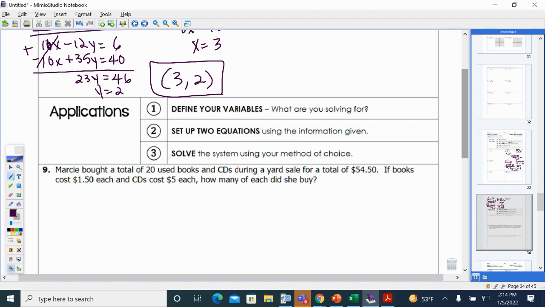And y'all, if you look at the end of the word problem, that may be where you will be able to find that. What am I actually supposed to be looking for? Look at the end of the question. Step number 2 says set up your two equations using the information given, and then solve the system using your method of choice. So let's look at question number 9.